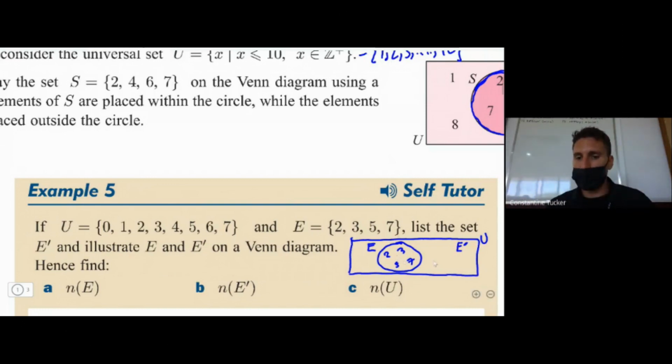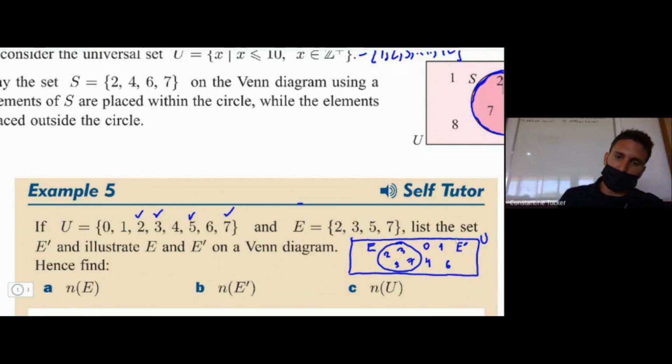Now, what do we put outside? Easy peasy. The numbers we haven't put in there already. So basically, which ones have we used? 2, 3, 5, and 7. Therefore, the ones we haven't used are 0, 1, 4, and 6. That's pretty much it. So we are done with this first bit. List the set. Oh, sorry, I didn't actually list the set E dash. My bad. Let's go ahead and do that. So the list for the set E dash will be all the numbers which are not in E.